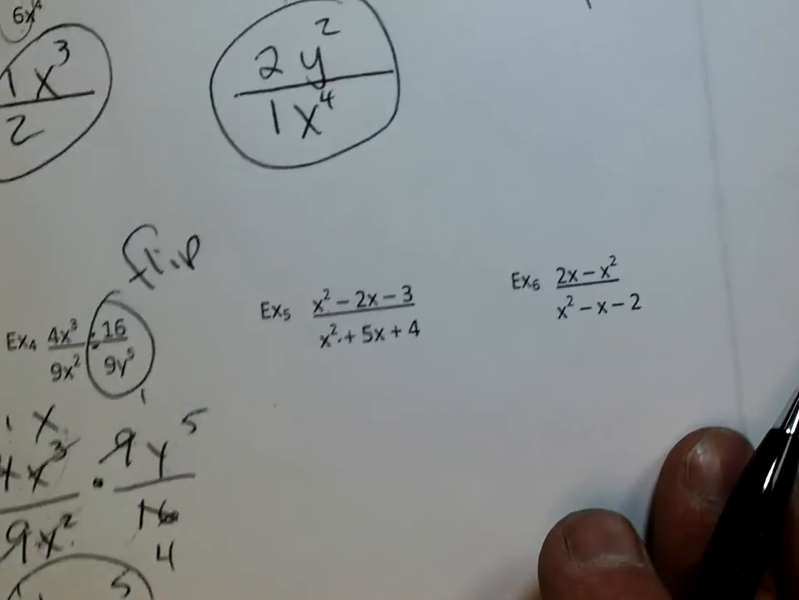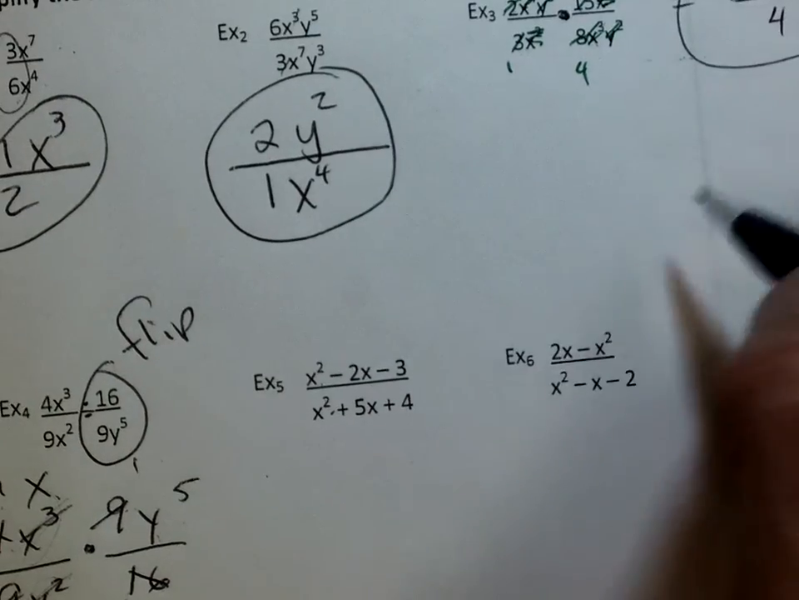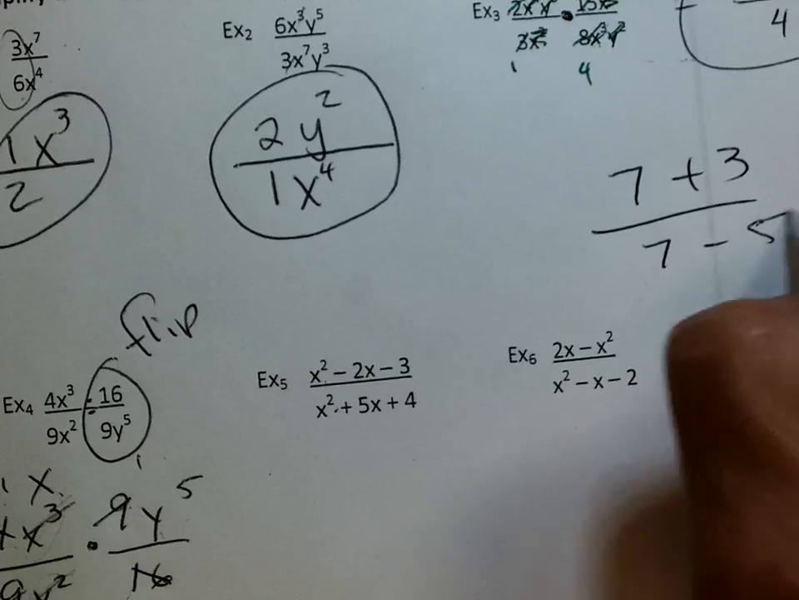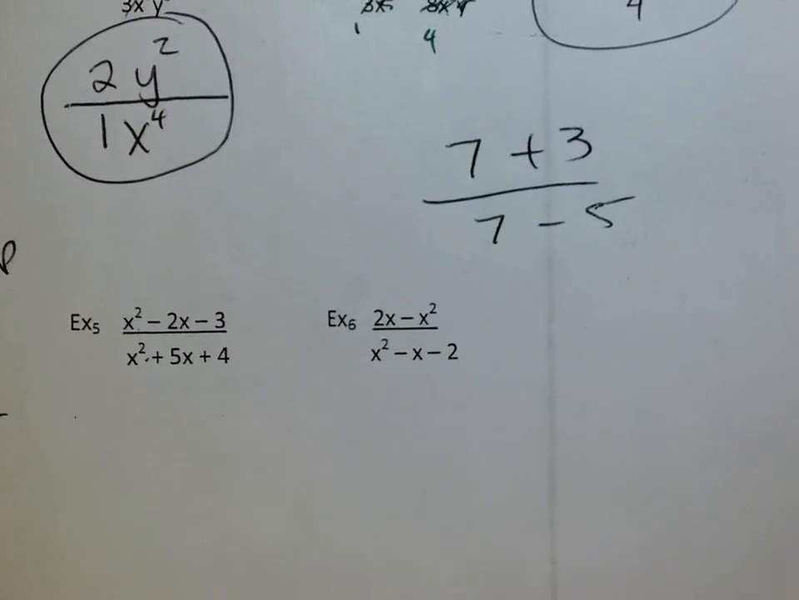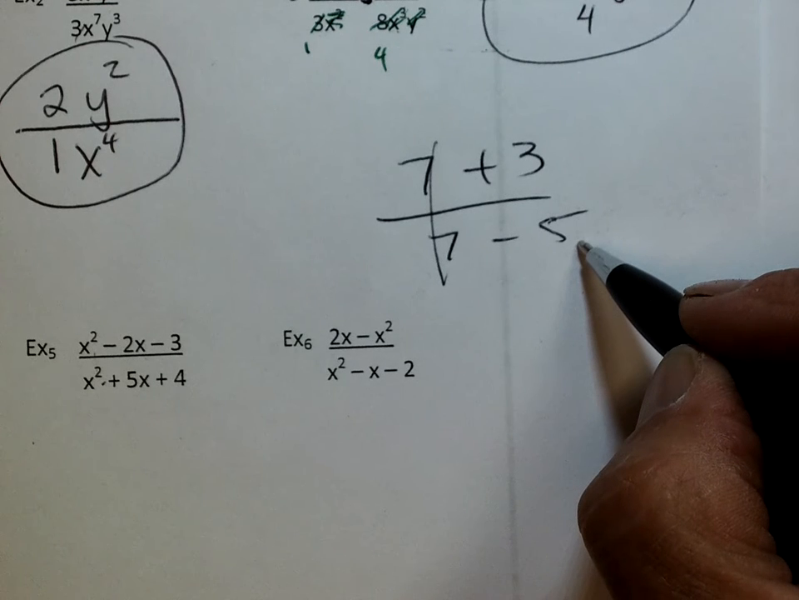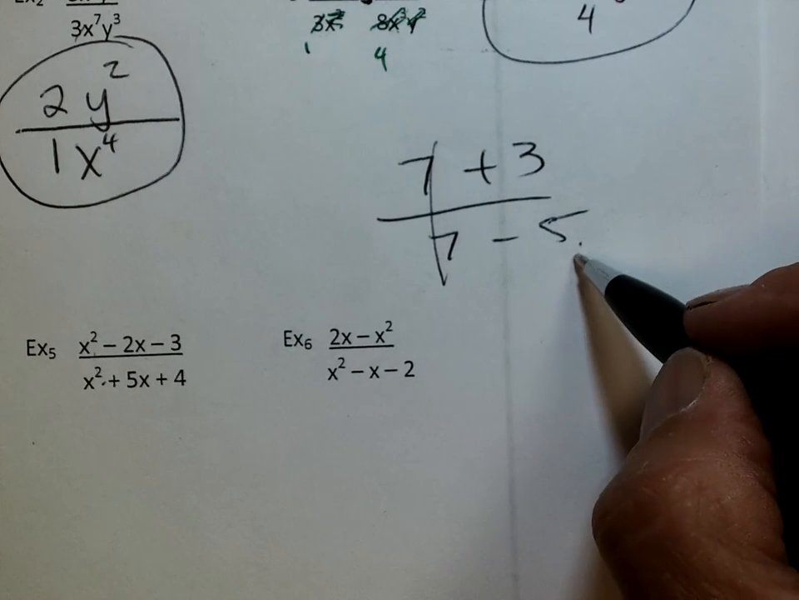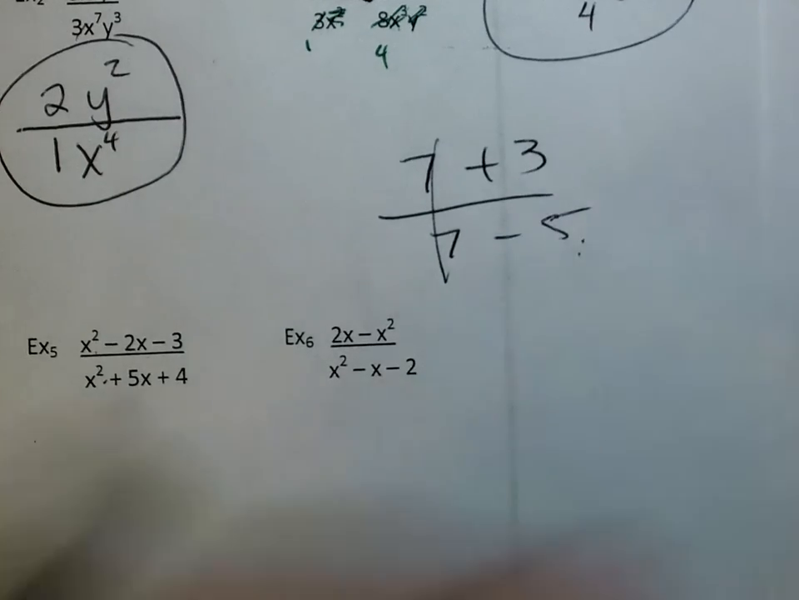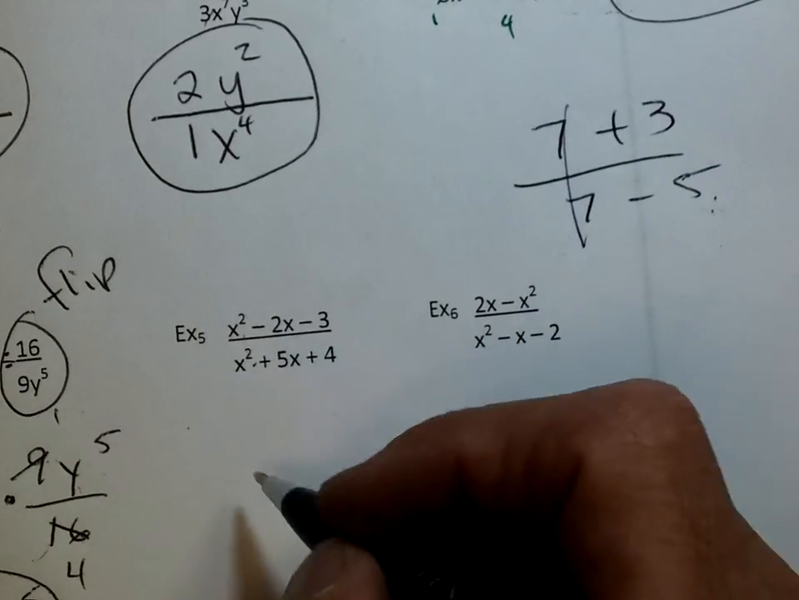Let me show you a simple example. If I have 7 plus 3 divided by 7 minus 5, is the answer 3 over negative 5? It's not, is it? The answer is 10 over 2, or 5. You guys agree you can't cancel the x's? Because you need everything on top to be divided by everything on the bottom. So the way we do it is we're going to factor. So let's factor.